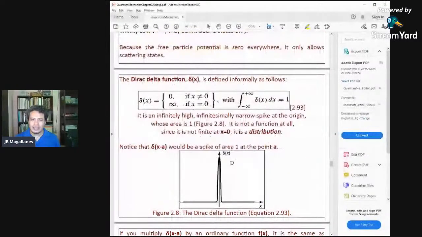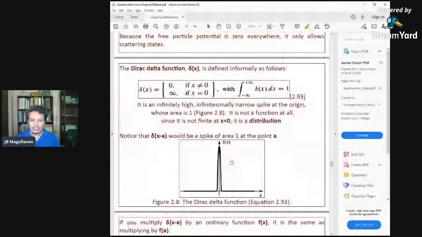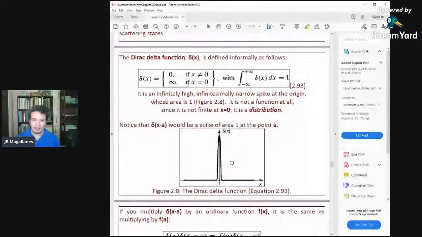So that's just an introduction to our main topic for today, which is the Dirac delta function. Because we're going to solve for particles constrained by a potential whose nature is a Dirac delta function, delta x, denoted by delta of x here.